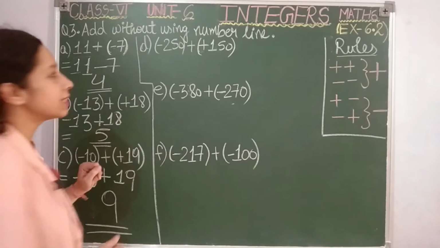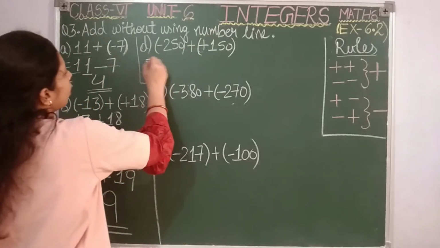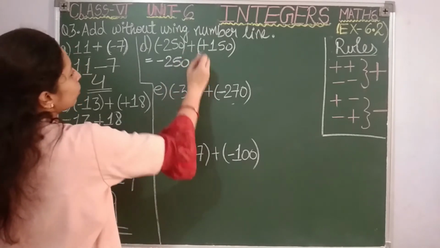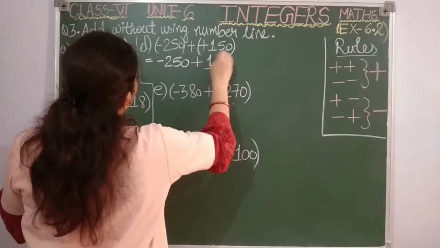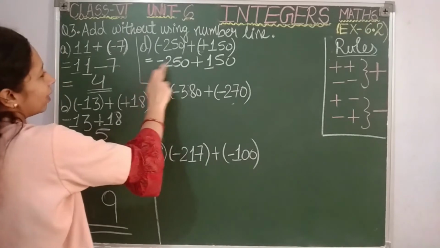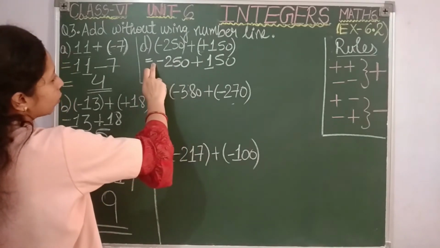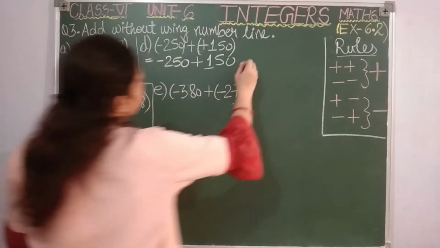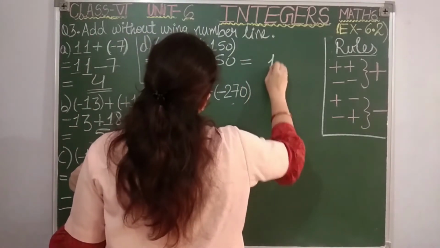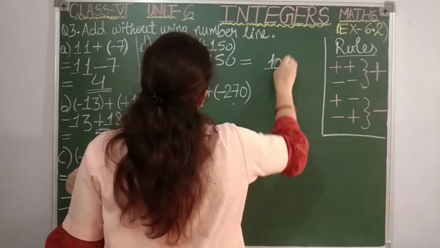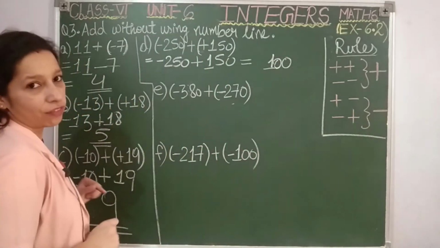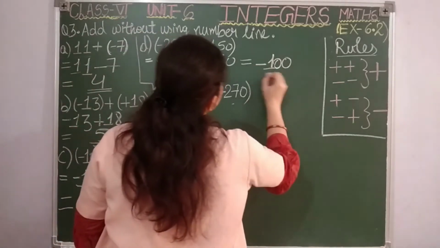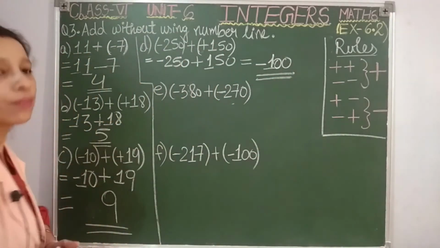Let us see D points, students, in the same manner. First take out the values from the bracket. So 250 here, plus plus plus 150. Now you can see first is a negative integer, second one is a positive integer. Opposite sign, so we are going to subtract. Minus plus minus, 250 minus 150 I will get 100. Now which number is greater, 250 or 150? 250 is greater. It is written with negative sign now, students. So answer will also have this negative sign with it.